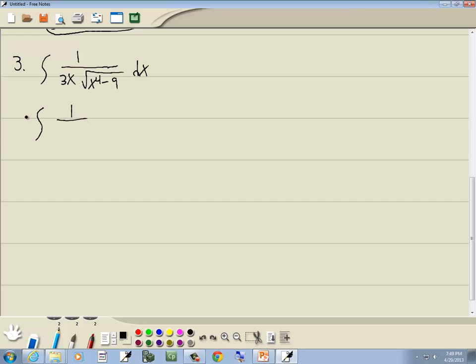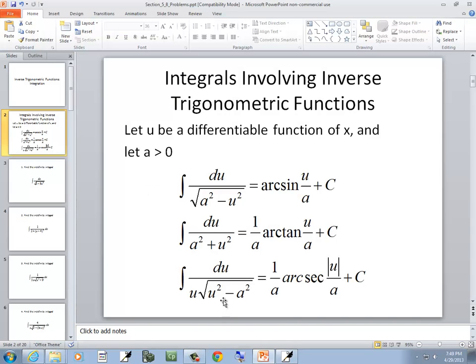Okay, so we've got 1 over 3x, and I'm going to try to write this as something squared minus something else squared. Well, the x to the 4th I can rewrite as x to the 2nd power squared, and the 9 I can rewrite as 3 squared. Well, this would be our u, and this would be our a, so a is going to be 3. U will be x squared. And then that would be accounted for with that.